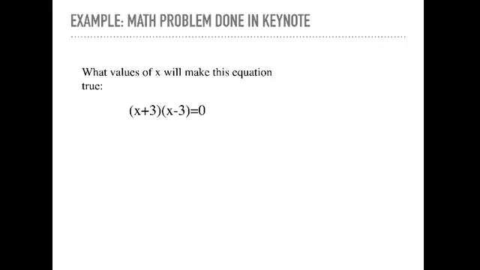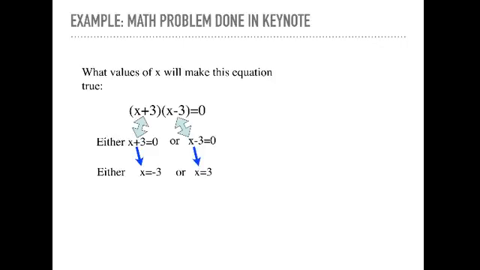And then step by step, we ask them to consider, well, for multiplying two things together and the answer is 0, either the first thing has to be 0 or the second thing has to be 0. To make this first quantity, x plus 3, be 0, x would have to be negative 3. To make this second quantity, x minus 3, be equal to 0, x would have to be 3. So by revealing these pieces of the slide one at a time, it helps draw the student's attention where you want it.